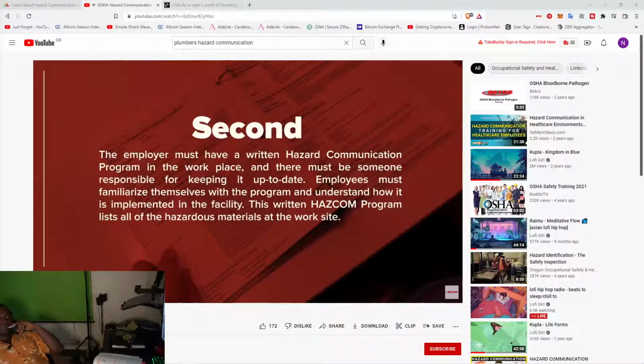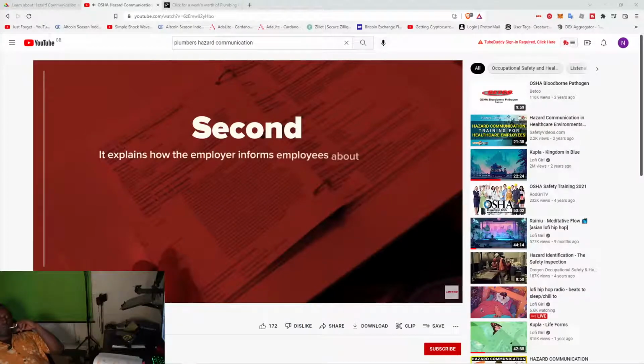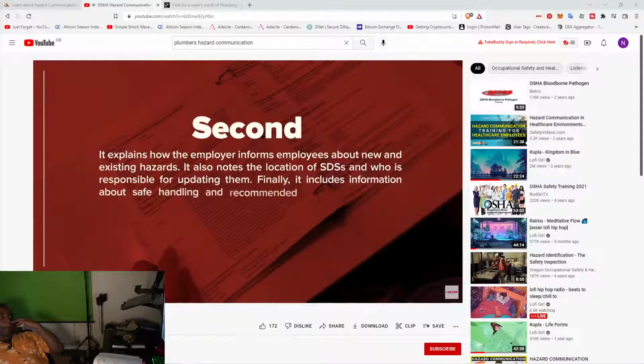This written HazCom program lists all of the hazardous materials at the worksite. It explains how the employer informs employees about new and existing hazards. It also notes the location of SDSs and who is responsible for updating them. Finally, it includes information about safe handling and recommended personal protective equipment, PPE.